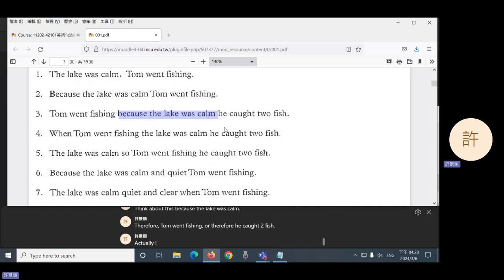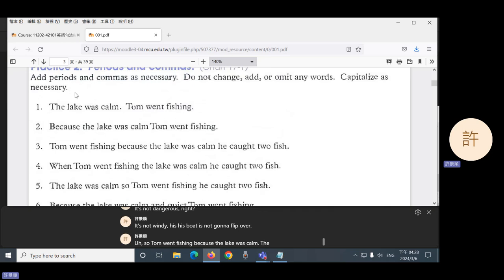Actually, I don't know. I don't know enough about fishing. Anyone know how to fish? You know what? I think you might be right. He went fishing because the lake was calm. It's not dangerous, right? It's not windy. His boat is not going to flip over. So Tom went fishing because the lake was calm.